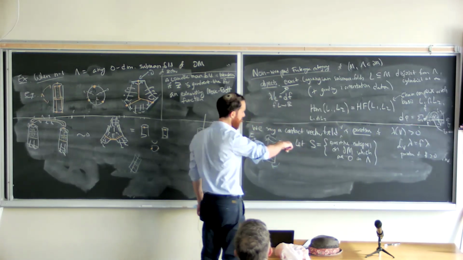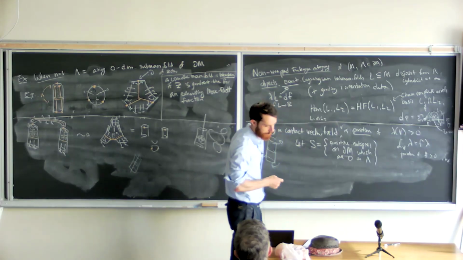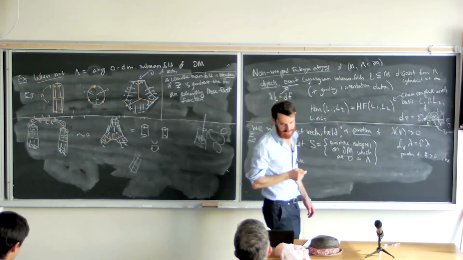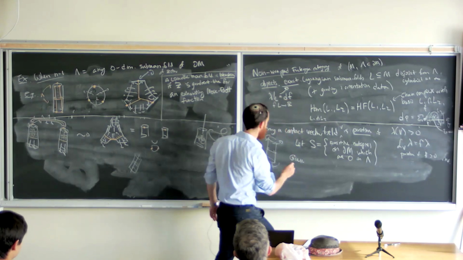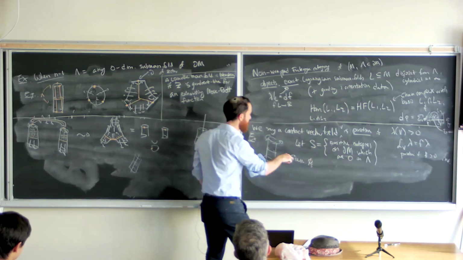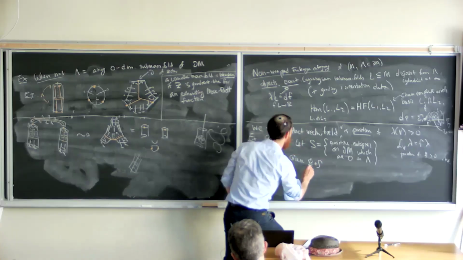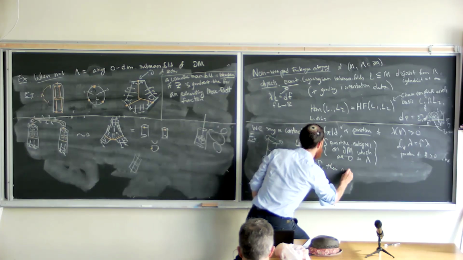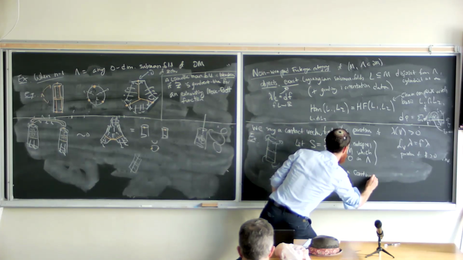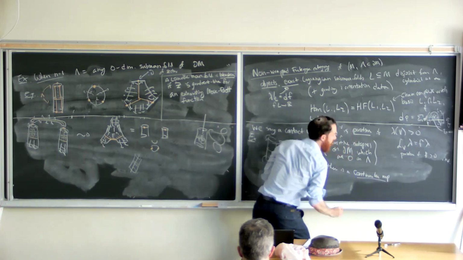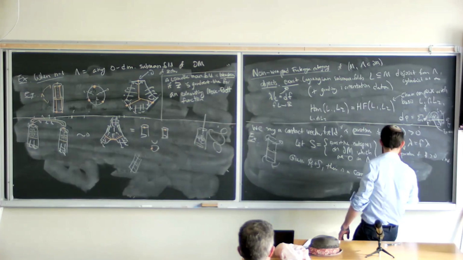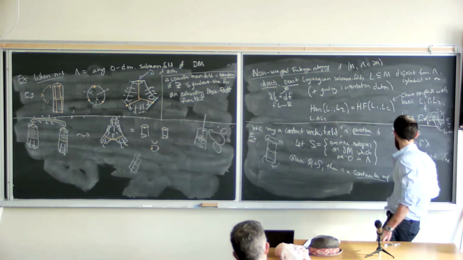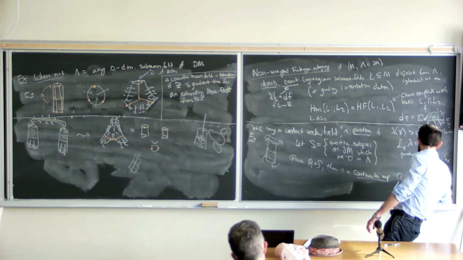So given such an isotopy, I'll call it phi sub s. So it's the isotopy corresponding to an element s in S. So given one of these phi s, there's a continuation map, I'll call this C_S, in my non-wrapped Fukaya category from my Lagrangian to its push off by this contact isotopy.